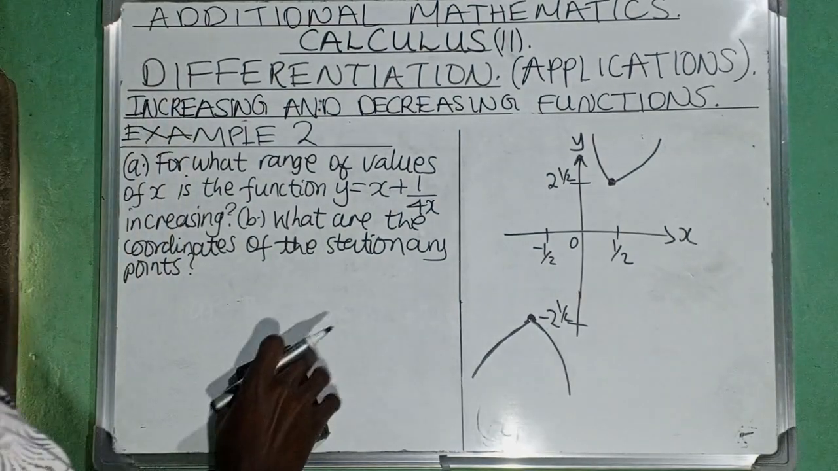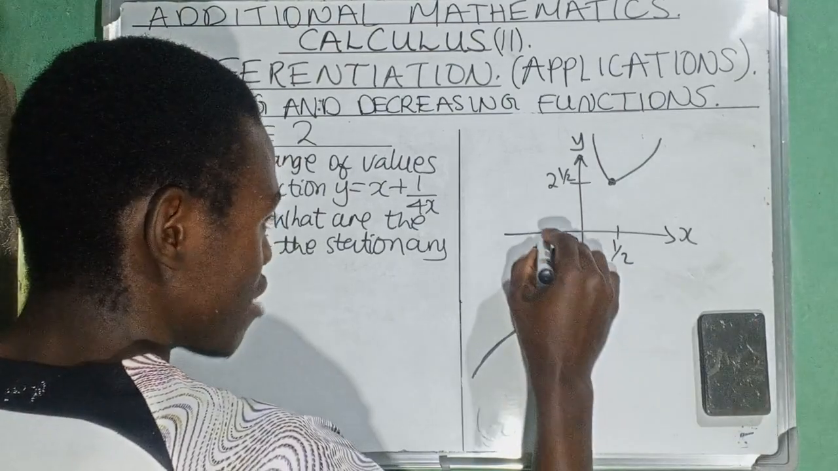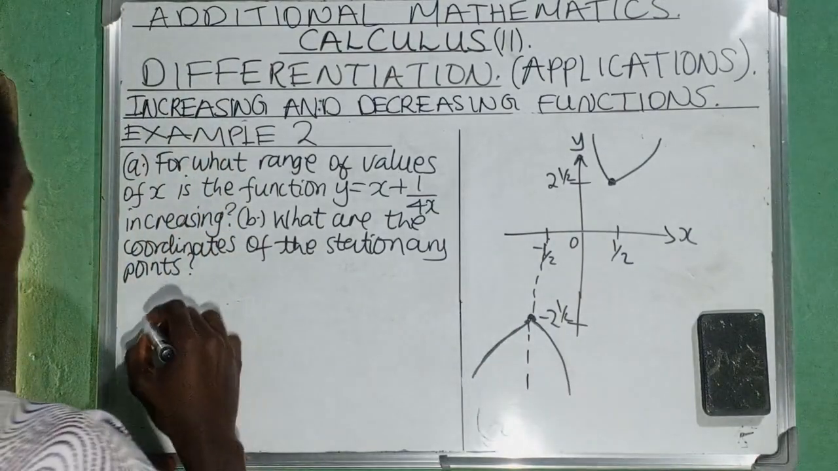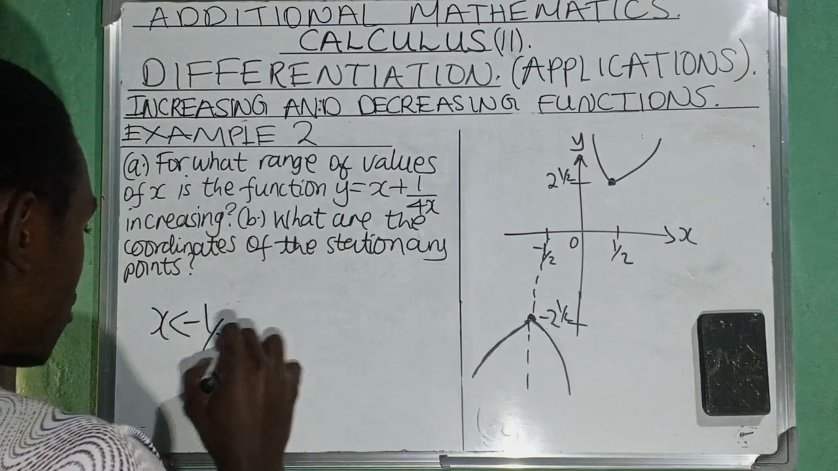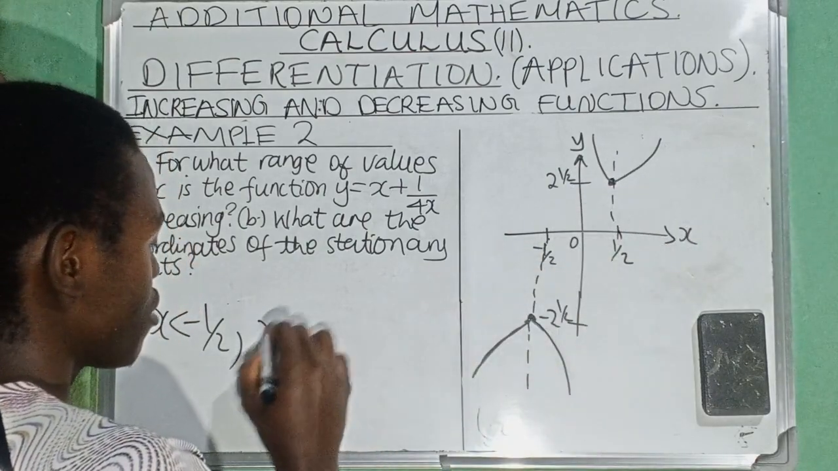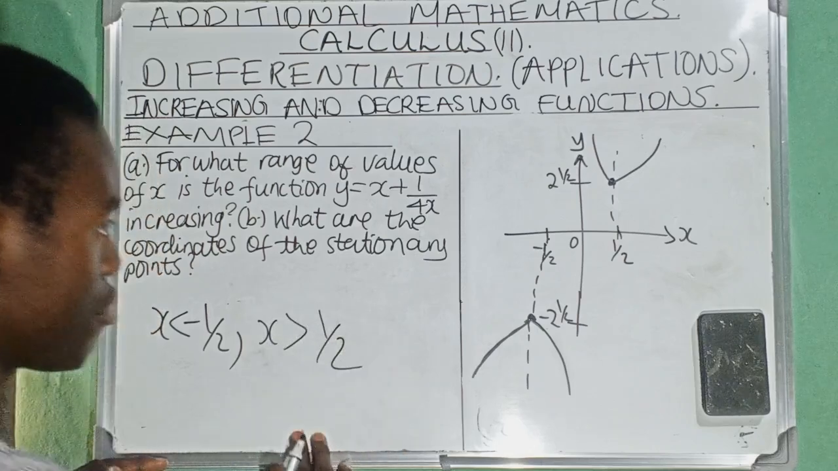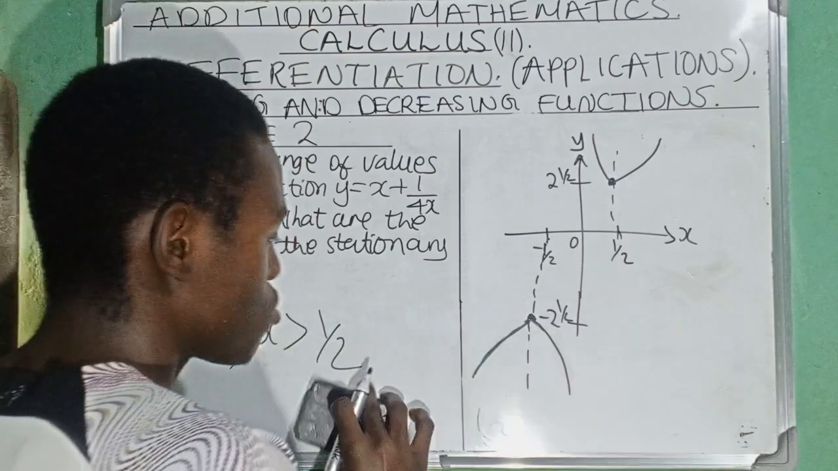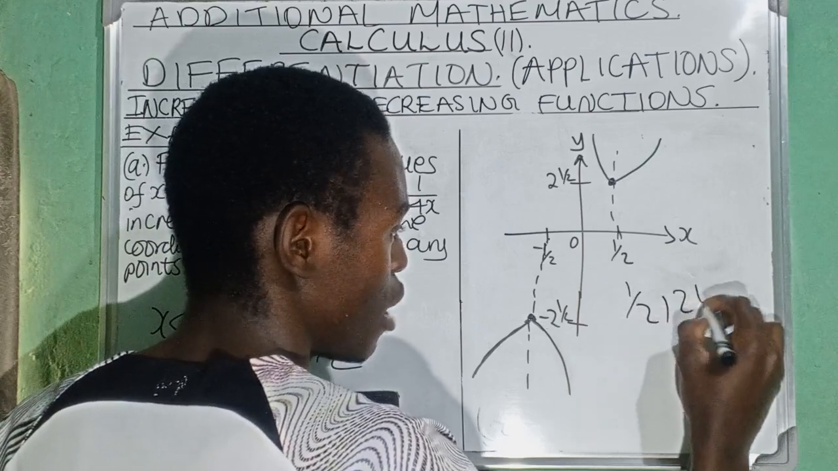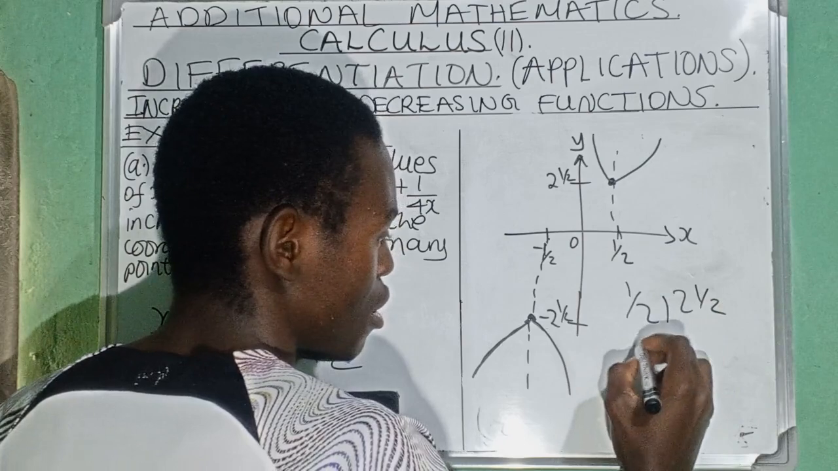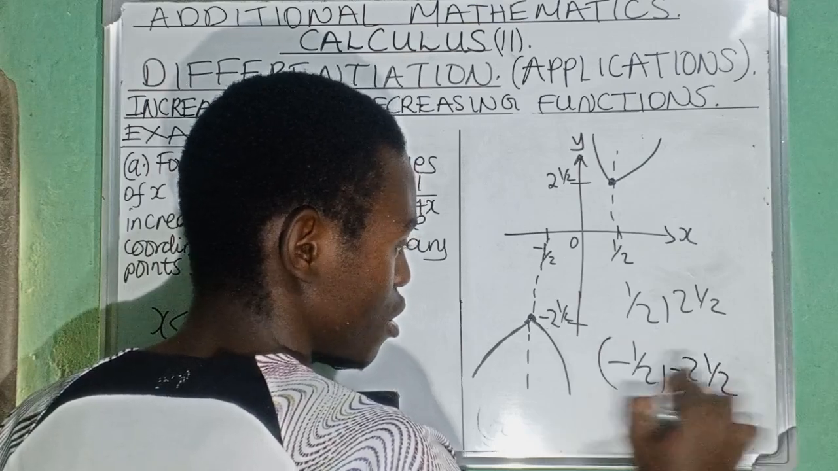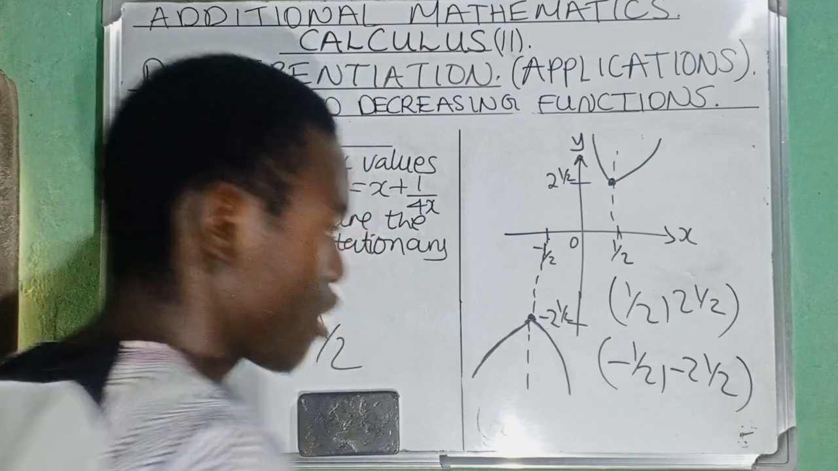Therefore, to know where the curve is increasing, I said it's standing at somewhere half, -half is somewhere there. So where is it increasing? You will say x is less than -1/2, here it is increasing, also this side. So you will say x is greater than +1/2. Then the coordinates of the stationary points are what we found. It is here, this same point there, (1/2, 2 and a half), and then we have (-1/2, -2 and a half), like that.